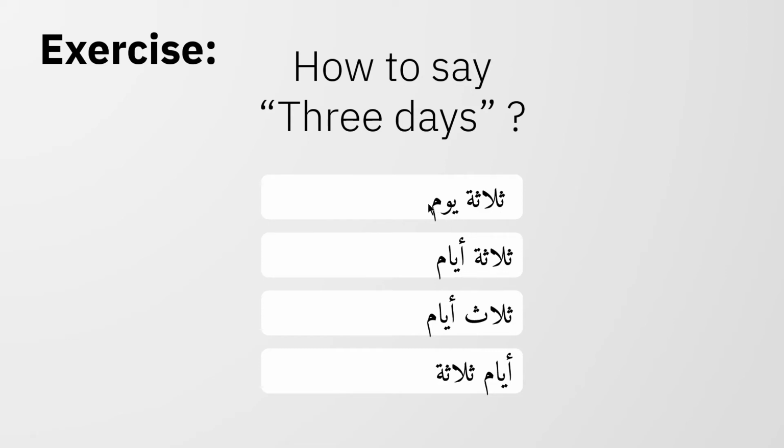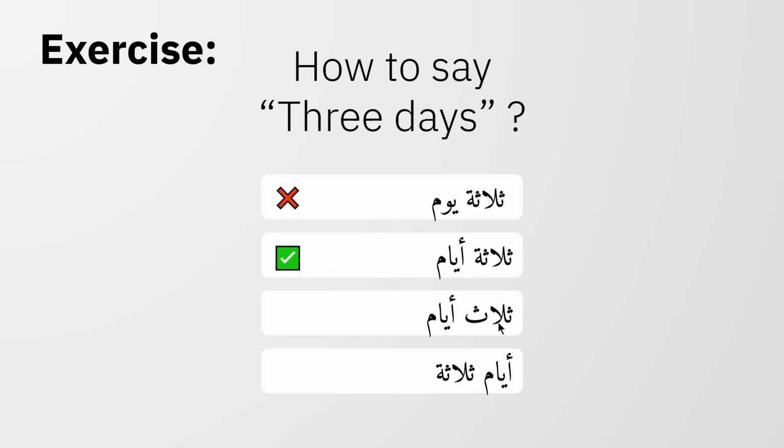Because يوم is in the singular form. And we need to change it to the plural form as in the second choice. يوم becomes أيام. ثلاثة أيام is correct. Because أيام is the plural form of يوم. Although the noun is masculine and the number is feminine, this is because numbers 3 to 10 in Arabic take the opposite gender of the noun. Let me repeat that. Numbers 3 to 10 in Arabic take the opposite gender of the noun.